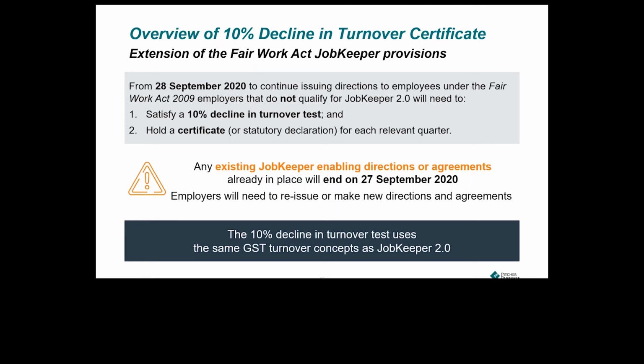Fortunately for us, the 10% decline in turnover test under the Fair Work Act provisions uses the same GST turnover concepts as JobKeeper 2.0. So the rules have been linked together, and although the threshold is different, being 10% for this purpose, the means of testing that threshold and the relevant rules that apply are the same for both purposes.